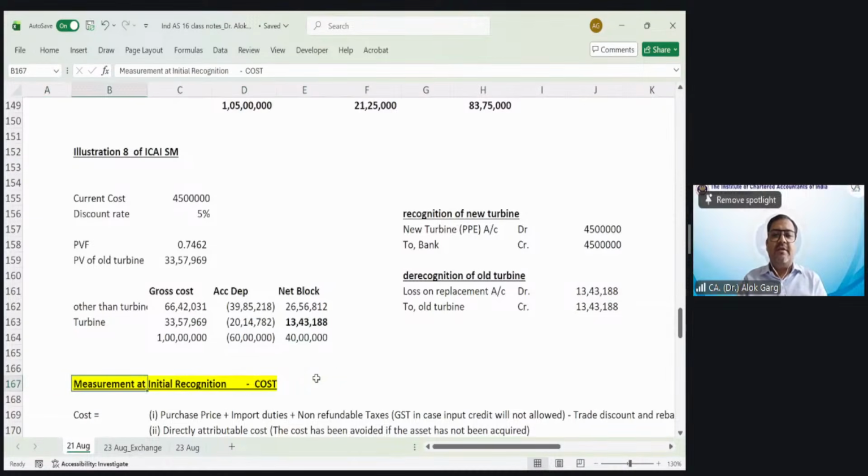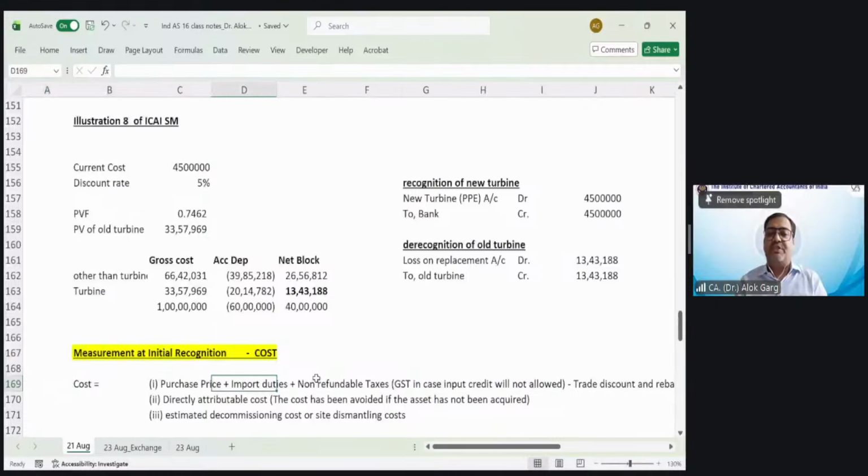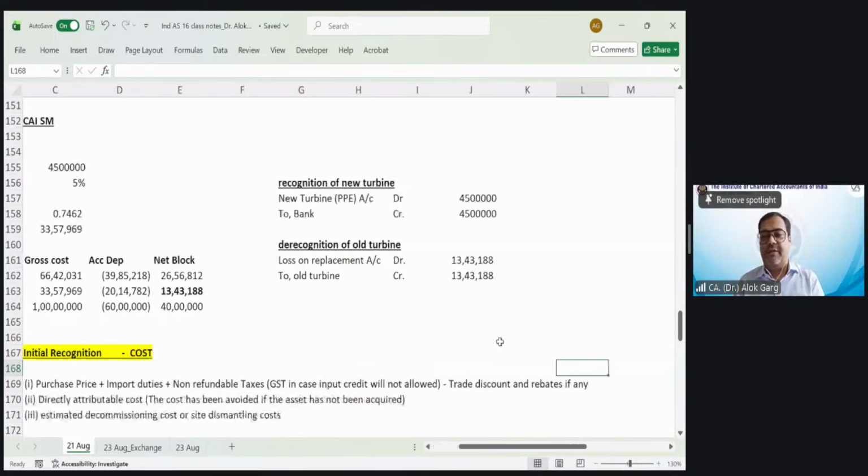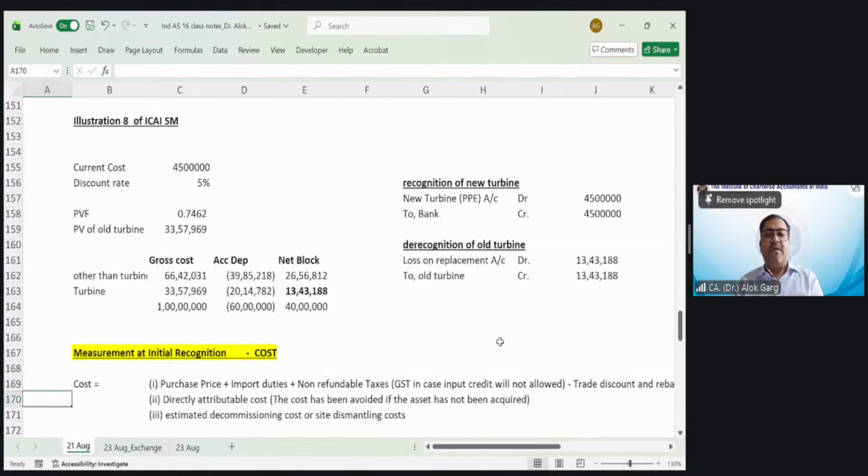Measurement at initial recognition: cost. Cost is equal to purchase price plus import duty plus non-refundable taxes, for example GST in case input credit will not be allowed, minus trade discount and rebates if any, plus directly attributable cost, plus the cost that would have been avoided if the asset had not been acquired: estimated decommissioning cost or site dismantling cost.